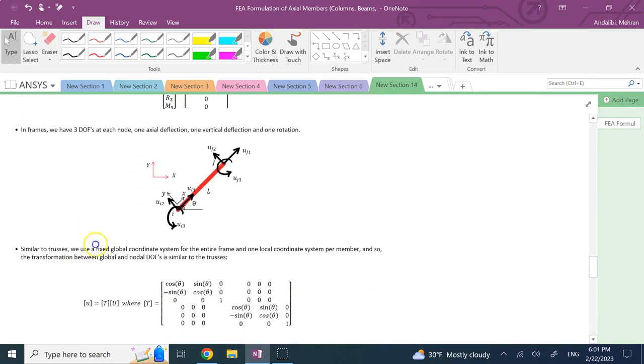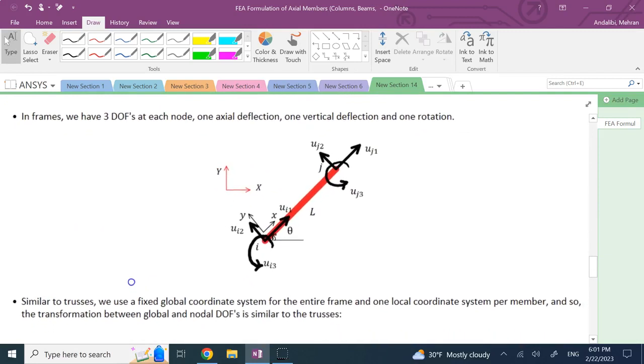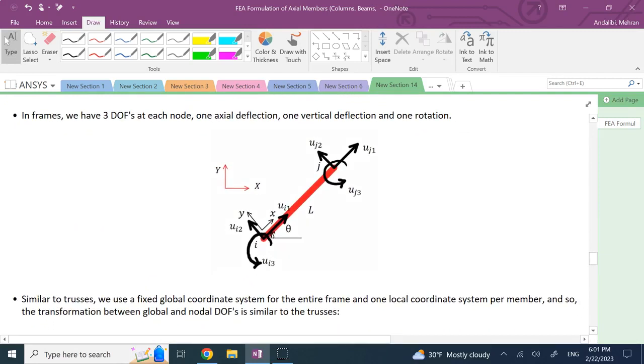Last part. I know this video is getting long, but I want to finish up all axial members in this video. The last part is a frame. And frame is basically the one that has 3 DOFs at each node. So you have an axial displacement, a vertical displacement, and a rotation. And you give them the names 1, 2, and 3.